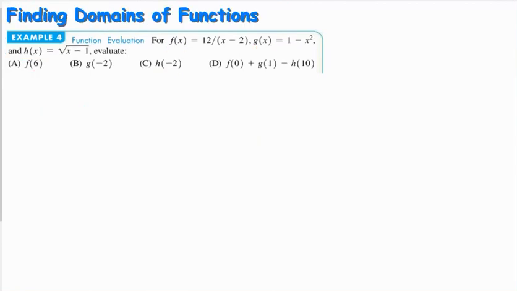Example 4 asks that we find the domains of our functions. So f of x equals 12 over x minus 2. And we say, well, the domain is everywhere the function is defined. The function is a fraction, so we cannot have 0 in the denominator.